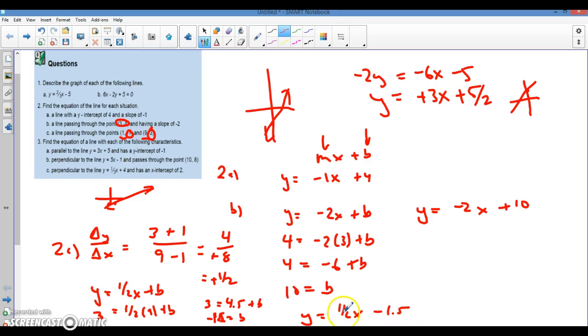Okay, so 1.5. Sorry. So to be consistent, why don't we do this? 0.5x minus 1.5, or you could do 1/2 x minus 3/2. Either way. Okay.